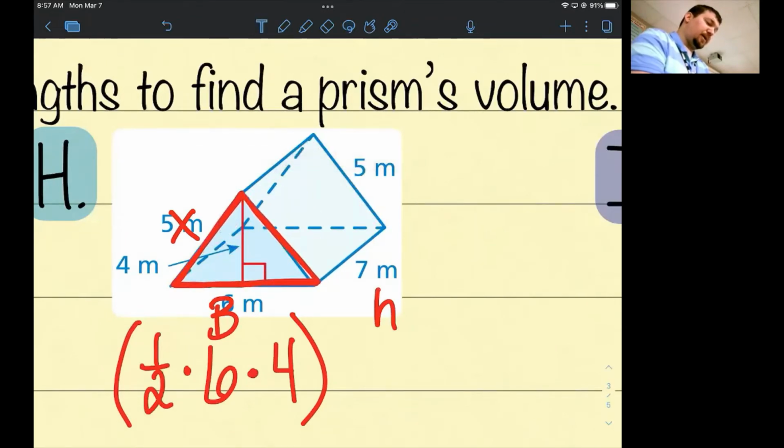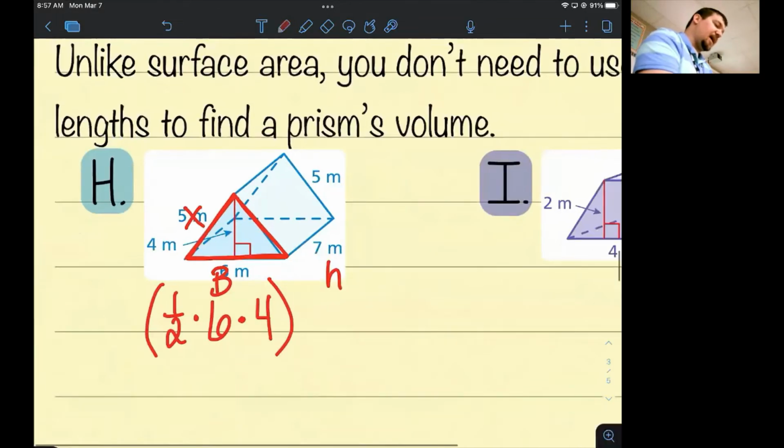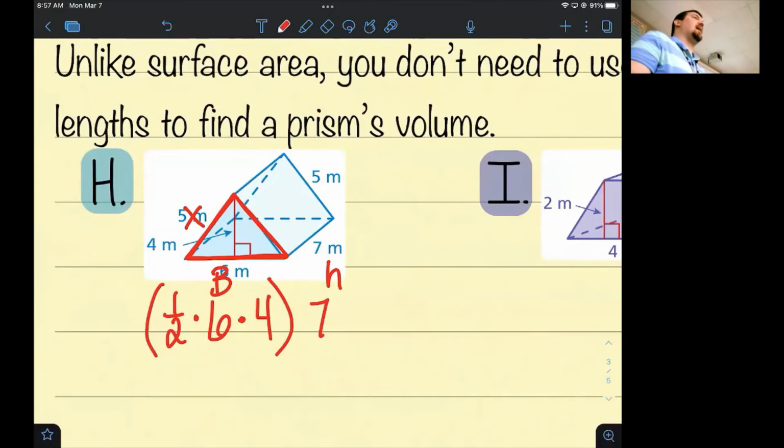Yeah, so a lot of people get confused here because when they say the height of the prism, they put 4. 4 is not the height of the prism. 4 is the height of the triangle. You've already used 4, so we have to use 7. That meant I didn't actually use this 5 either. Would have used them if I was doing the area of those rectangles, but I'm not doing that. I don't care about the rectangles. I just care about my one base side times the height, or in this case, the depth. What's half of 6? 3 times 4? 12 times 7.